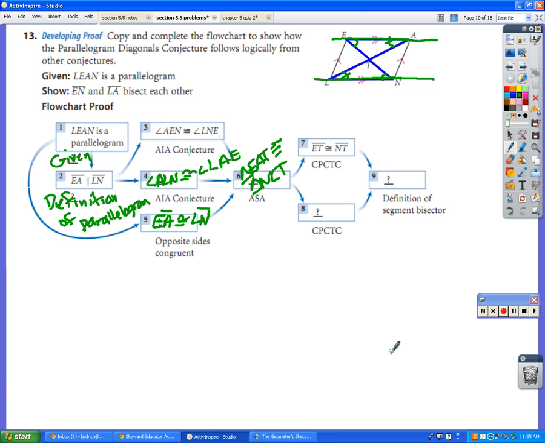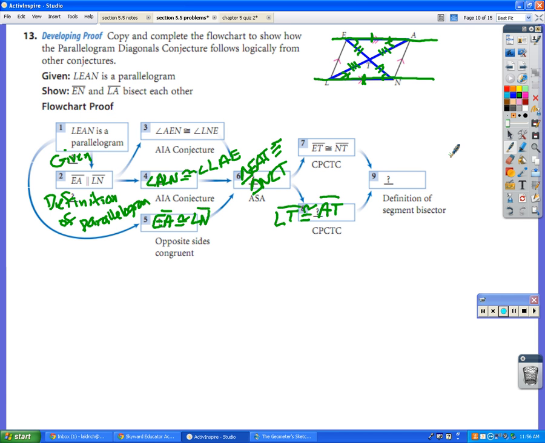So now we know that those two blue triangles are congruent by angle, side, angle. Because again, we said that this and that are congruent. Therefore, we know that ET, this little guy right here, is congruent to TN by CPCTC. We also know what's true about this side and this side. They're also congruent, so we can say that side LT is congruent to side AT by CPCTC.